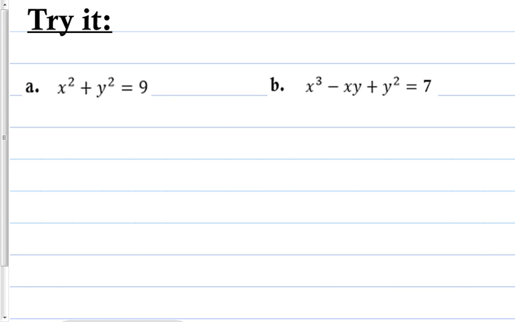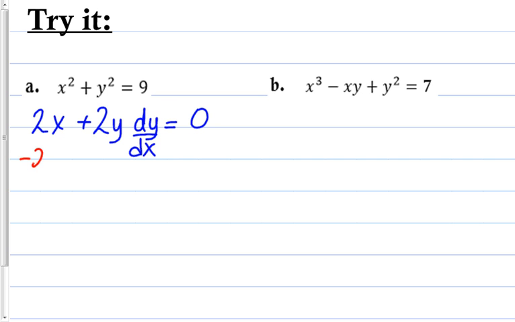Okay, so for part A, 2x squared plus y squared equals 9. So this becomes 2x, that's the derivative of x squared, plus 2y. But I took the derivative of y, so I have to multiply by dy/dx, equals the derivative of 9, which is 0. So here I want to get everything that has dy/dx in it. I want to leave it alone, and I want to move everything else.